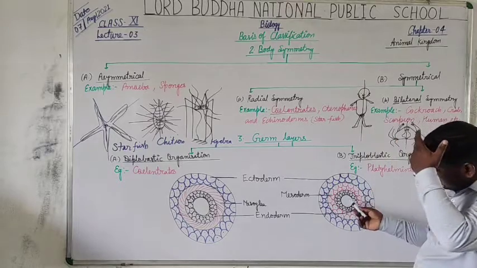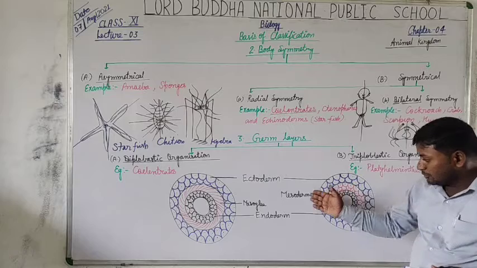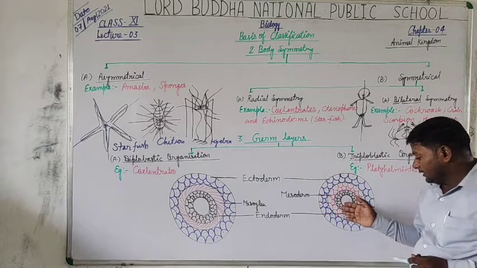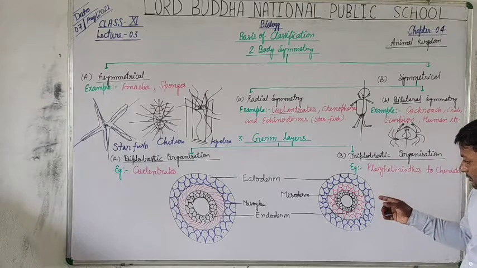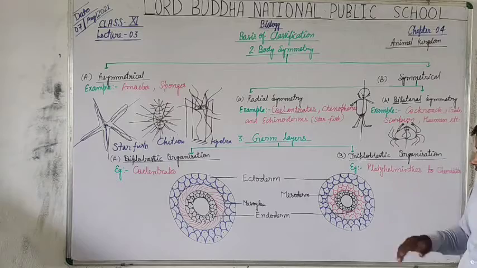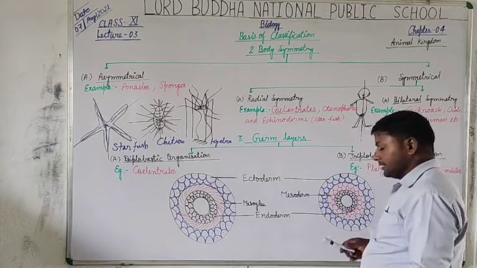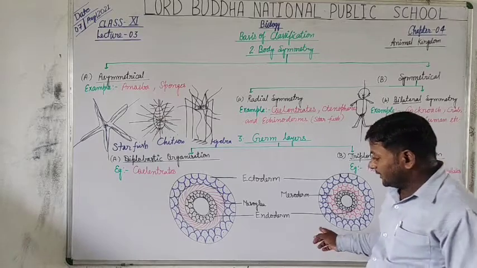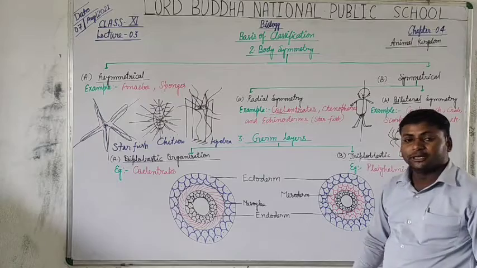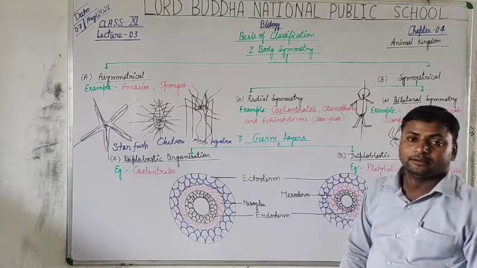But in this category, the middle layer or mesoderm is designated. So there is the presence of mesoderm, and the innermost layer of the embryo is the endoderm, and the cells of the endoderm are illustrated here with black patches.